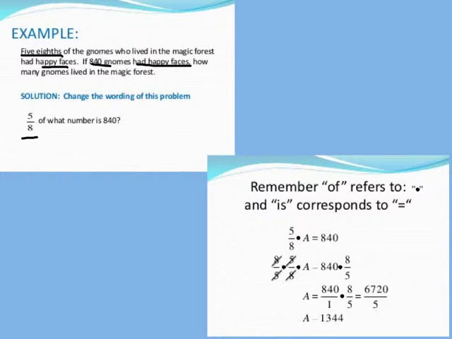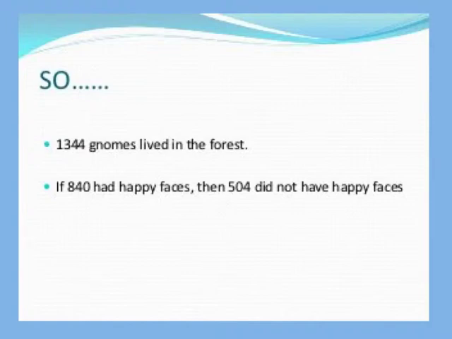Now in this one, again, we have to get a by itself. We're going to have to divide by 5/8, so we multiply by 8 over 5 on both sides, and everything cancels out on the left. On the right, you can multiply across. 840 times 8 is 6,720, and 1 times 5 is 5. When you divide 6,720 by 5, you get 1,344. So now we know that there were 1,344 gnomes total living in the forest.